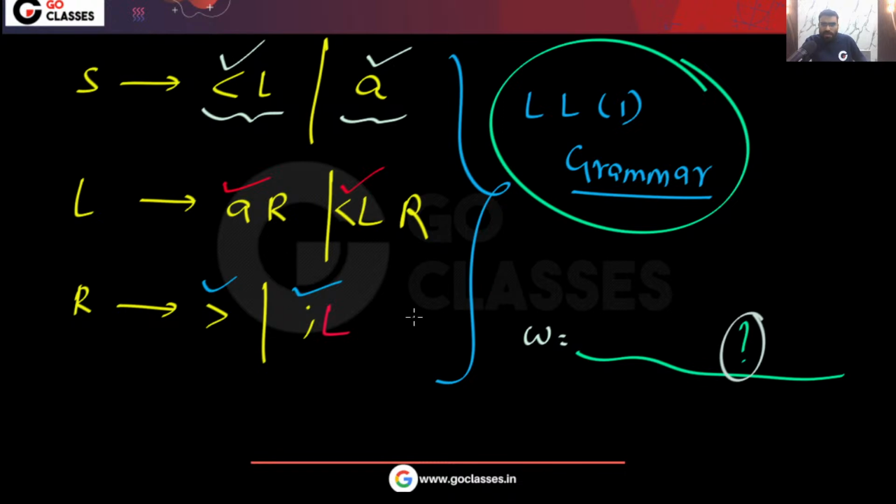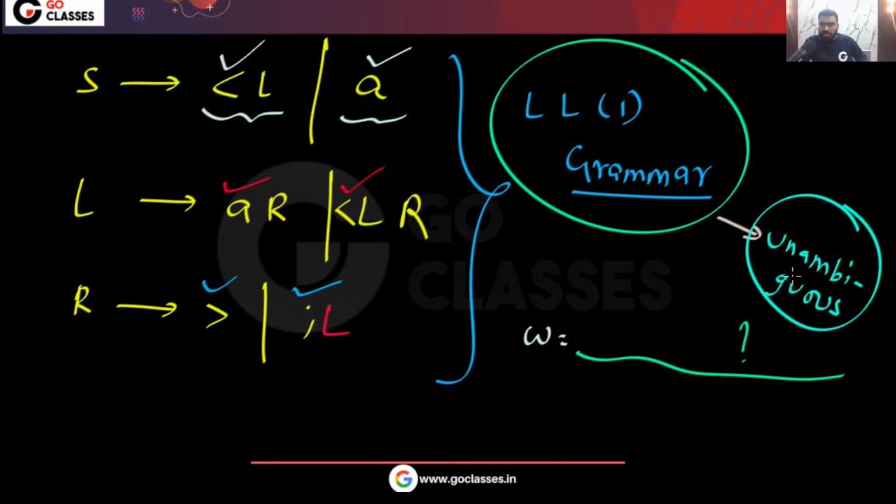For example, let's assume this is the next symbol, and I am at this non-terminal L. You can easily see I will use this production. So there is no ambiguity. That is the reason I can say that this grammar is LL1, and every LL1 grammar is unambiguous. Yes or no? Every LL1 grammar is actually unambiguous.